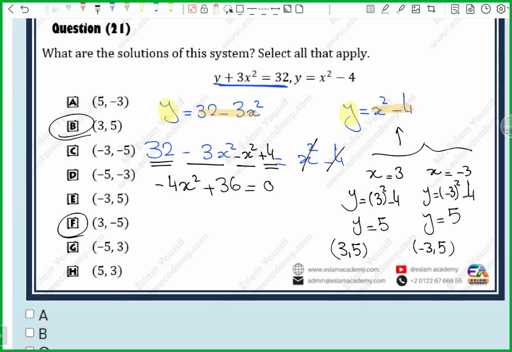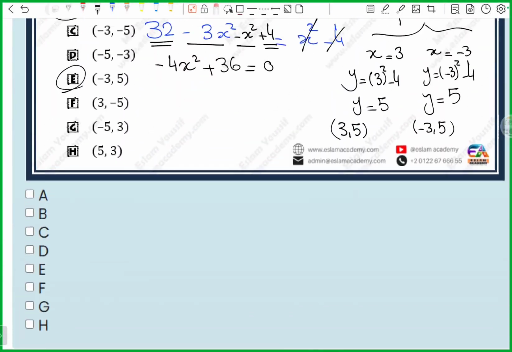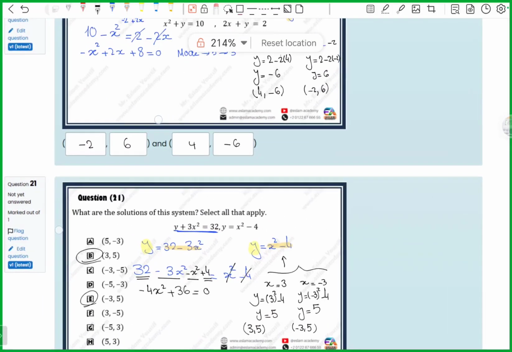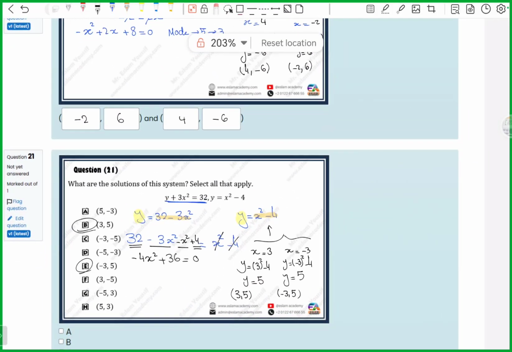Any problem for this one? It's -3 and 5, not -3 and -3 and 5. Any problem with this one? No. You understand it? Yeah. That's all about chapter 3.